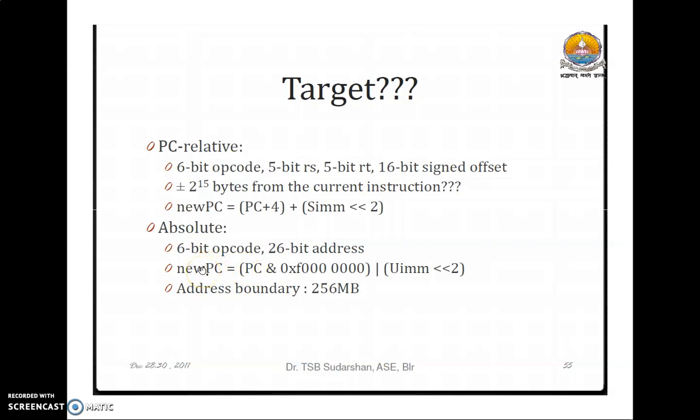Now at your disposal you have 26 bits which get multiplied by 4 to make it a byte boundary, and that is used. So this 26-bit address puts a restriction on the region up to which you can jump. That will be shown with the help of a diagram.